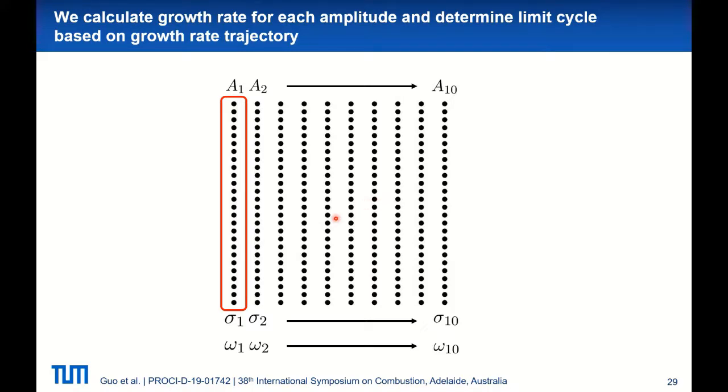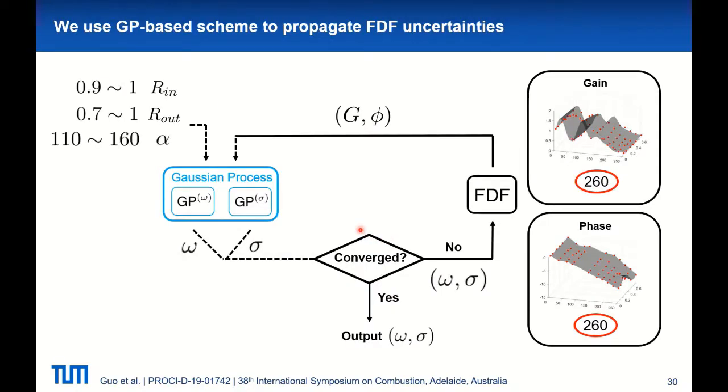Based on the obtained trajectory of the growth rate, we can determine when limit cycle happens. And we use the corresponding modal frequency and acoustic perturbation amplitude as the limit cycle frequency and amplitude. Okay, now let's use the proposed scheme to do uncertainty quantification.